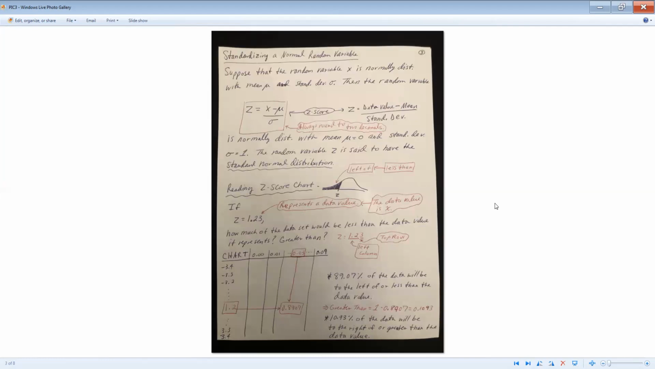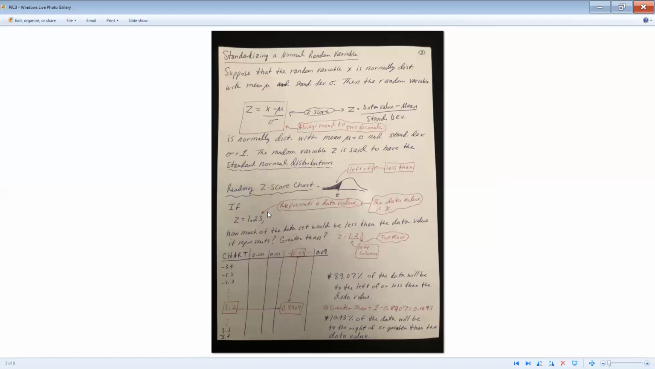Standardizing a normal random variable. Suppose that the random variable x is normally distributed with mean mu and standard deviation sigma. Then the random variable is going to be equal to what we call our z-score. Z is equal to x minus mu over sigma, or in other words, the data value in question, minus your mean, over the standard deviation. We're always going to round our z-scores to 2 decimals.